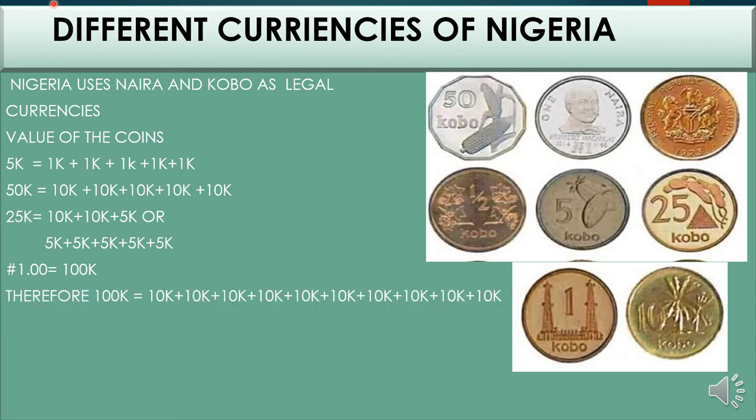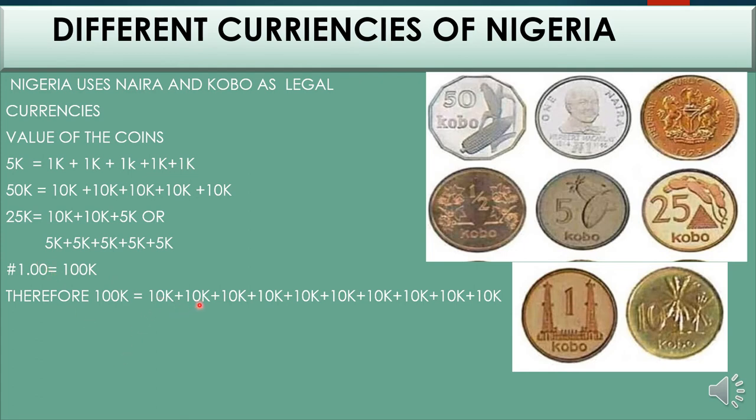Okay? Now, if this is 100 kobo, let's split it into 10. That means this is our 100, this is our 10 kobo here. Look closely. This is our 10 kobo. Please follow the pointer. This is our 10 kobo. That means this 10 kobo, I'm going to bring out 10 of them to be able to get 1 naira. There are 10. Let's count.